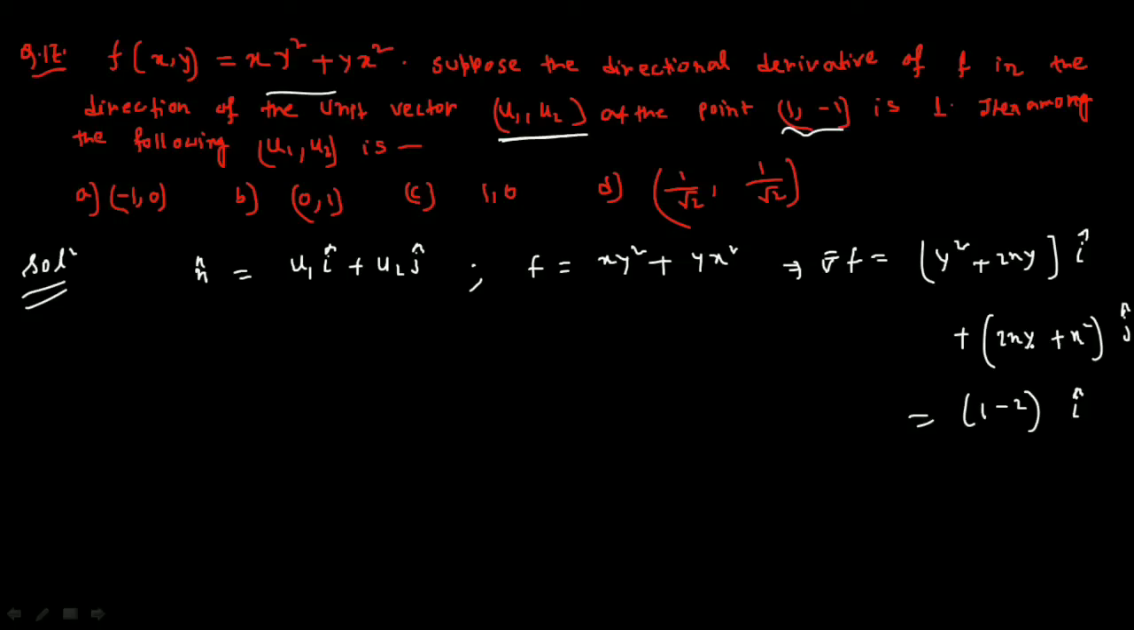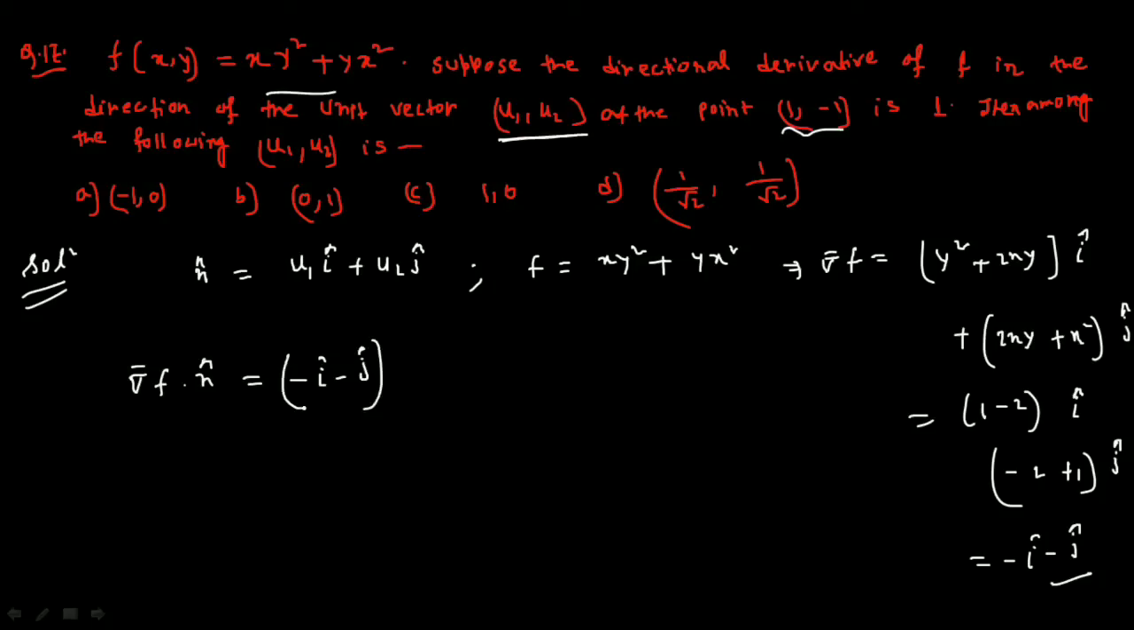Similarly here 2 into xy, that means minus 2, and x square means 1 j cap. So it will be minus i cap minus j cap. Now if you take the directional derivative, then that will be gradient of f dot n cap, and gradient of f is minus i cap minus j cap, and we have to take dot product with n cap, which is given as u1 i cap plus u2 j cap. For which value of u1, u2 will the directional derivative be 1?